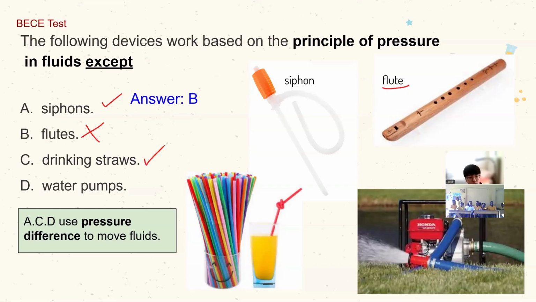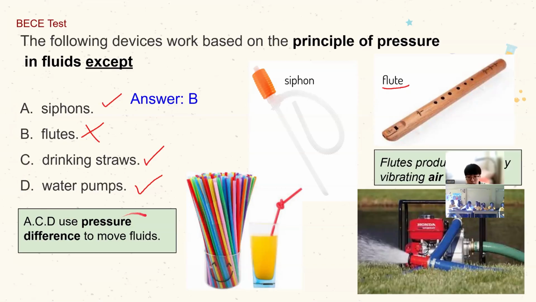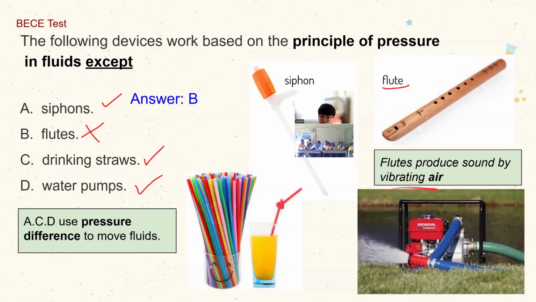But things like drinking straws and water pumps both use the principle of pressure in fluids. So you can see that the options A, C, and D use pressure differences to move fluids, but a flute produces sound by vibrating the air, and it does not use the principle of pressure in fluids.